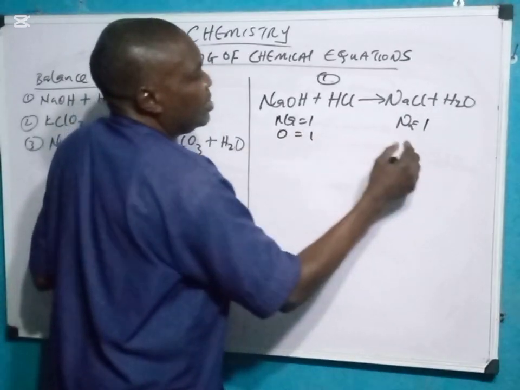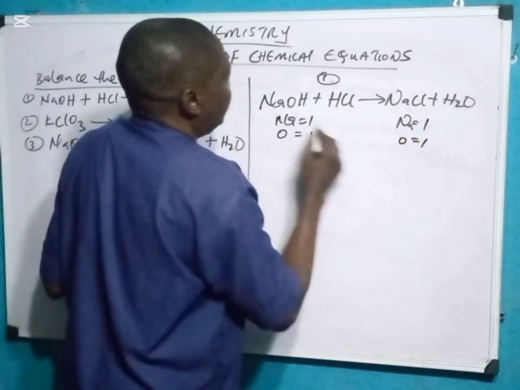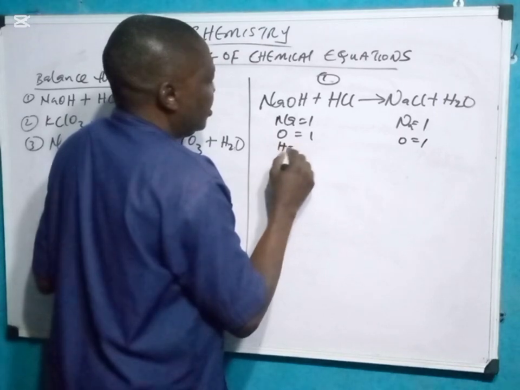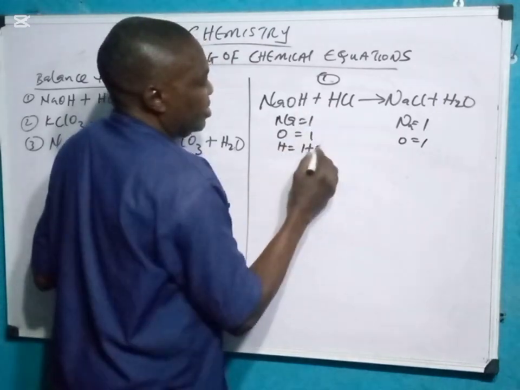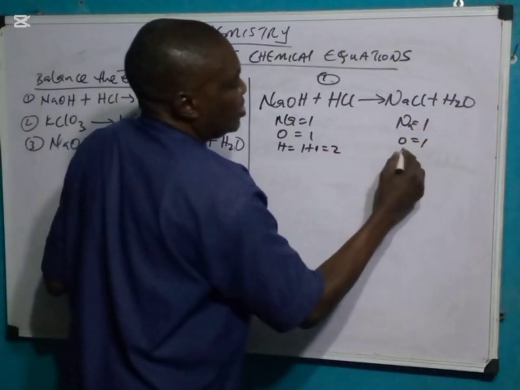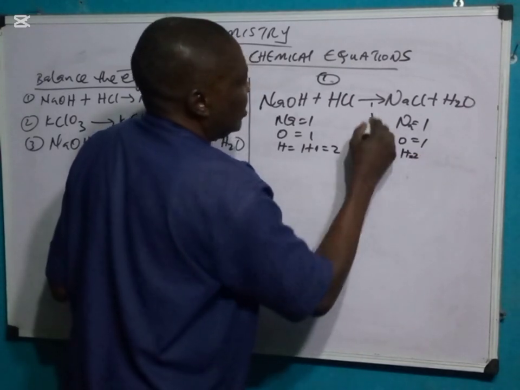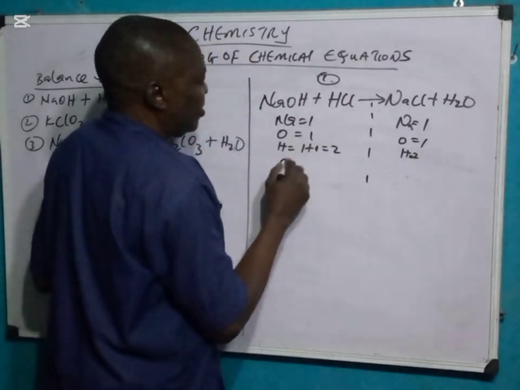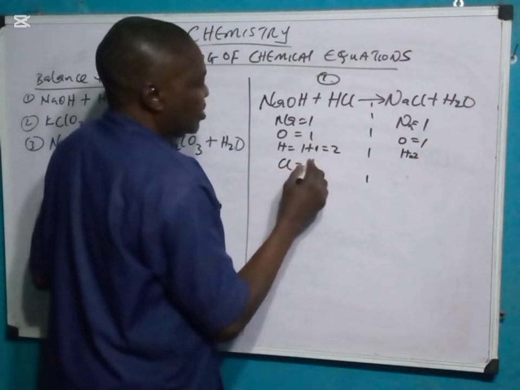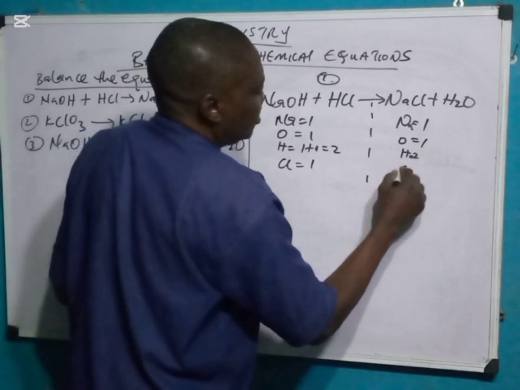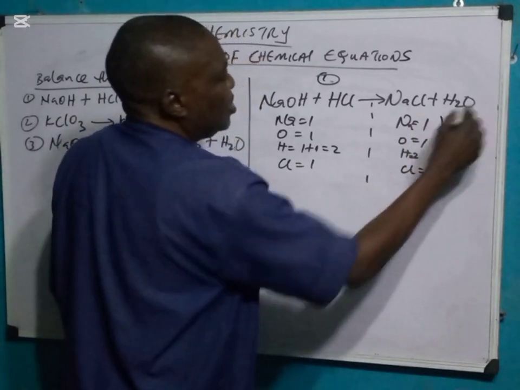Oxygen is 1. Here, oxygen is 1. Hydrogen is 1 plus 1, this plus this, which is 2. Hydrogen is already 2 here. Let's demarcate it. Then the last one is chlorine. Chlorine is 1, and chlorine atom is as well 1. So the equation is already balanced.